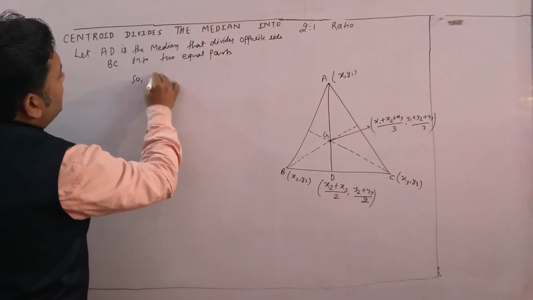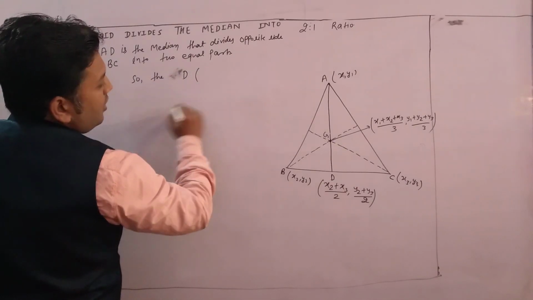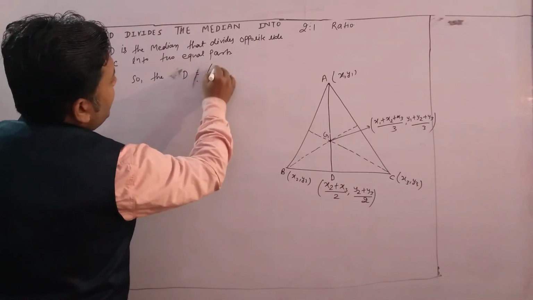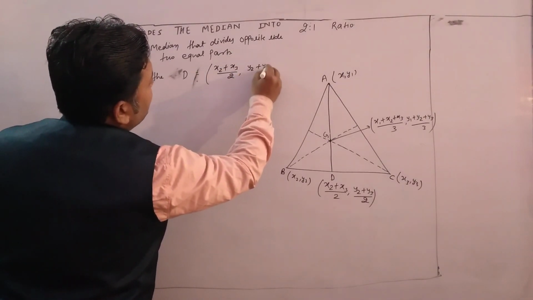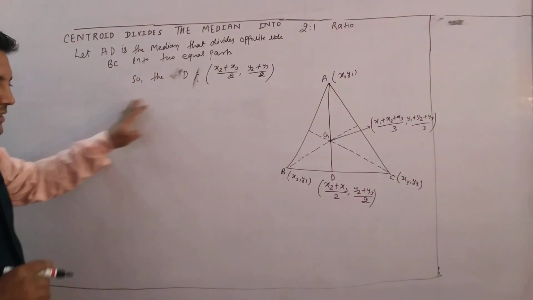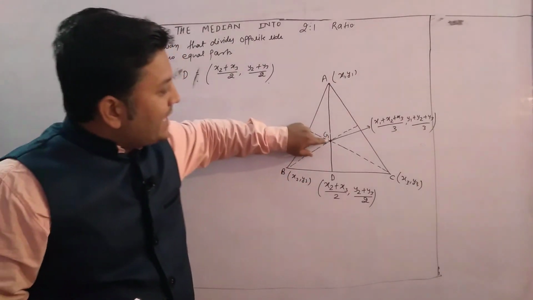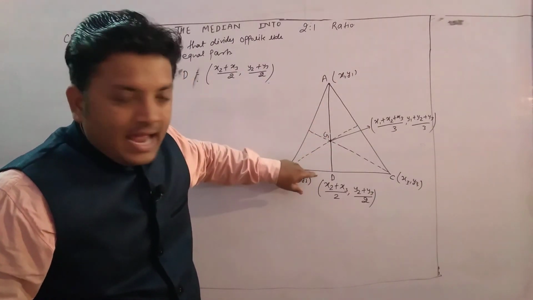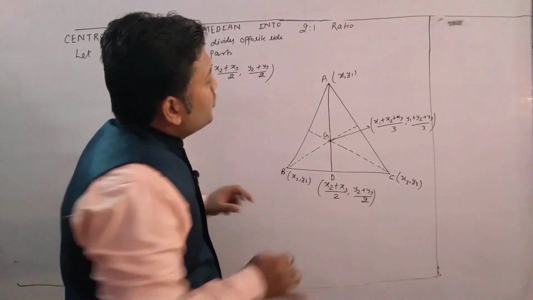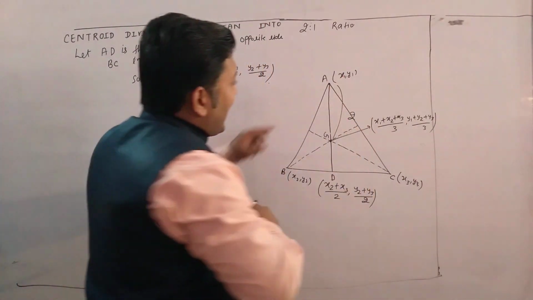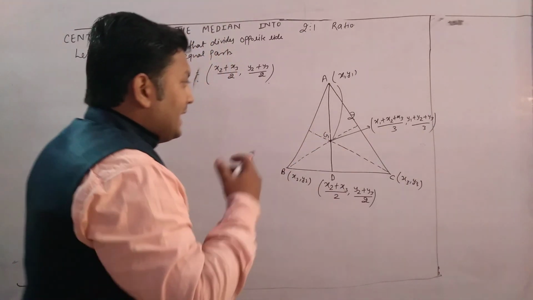So the coordinate of D is x2 plus x3 by 2, y2 plus y3 by 2. That's it. Now we have to find that centroid divides AD. AD is the median, and we have to prove that centroid divides AD into 2:1 ratio. It means from A it has 2 ratio, from D it has 1 ratio. It has to be proved.